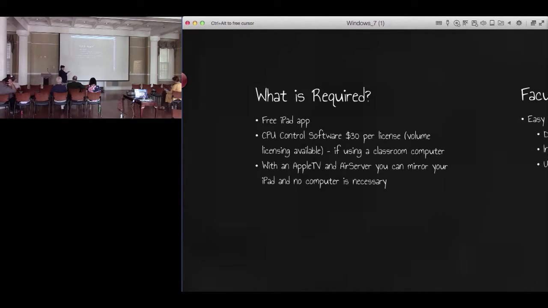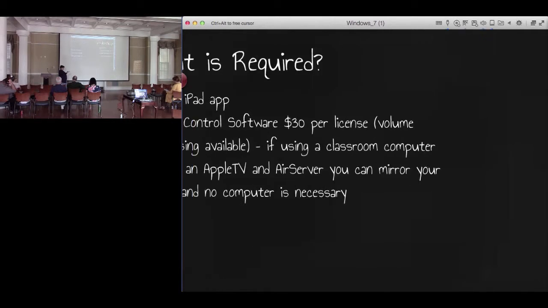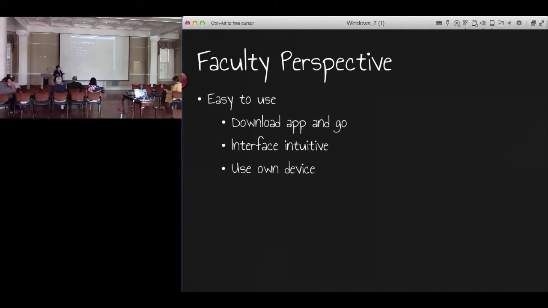A few other things about it. From the faculty perspective, you've heard from Thomas and Melissa both, it's very easy to use. You download the app and you go. When they walk into a classroom with their iPad, if they need to connect to a classroom computer, there's a QR code where you just snap the QR code, and your iPad is automatically connected to the classroom computer. It's that simple. Same thing for your students. If you're going to allow the multi-user feature, they take a picture of the QR code, and they're ready to go.